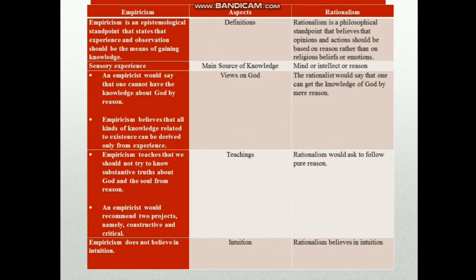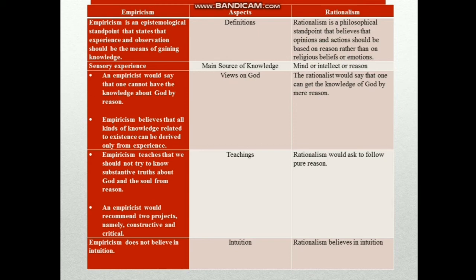So the next is empiricism versus rationalism. Empiricism is an epistemological standpoint that states that experience and observation should be the means of gaining knowledge. Rationalism is a philosophical standpoint that believes that opinions and actions should be based on reason rather than on religious belief or emotion. The main source of knowledge for empiricism is sensory experience, and for rationalism it is mind or intellect or reason.